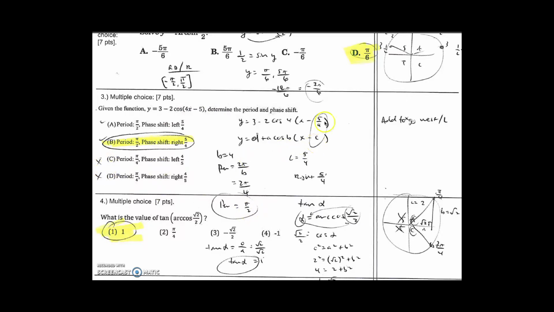Then over here, my C value is a positive 5/4. 5/4 means you're going to the right 5/4. So that would be choice B. I remember I had a silly phrase, add to x, go west or left. So here in the original problem, you're not adding to x, you're not going left, you're going the opposite direction, so you're going to go right.